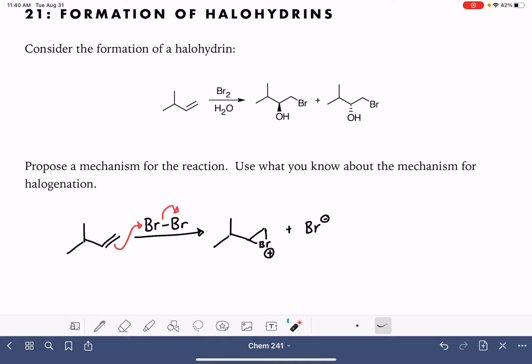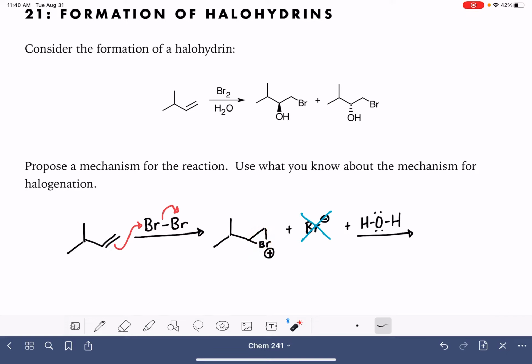Now, if this is just regular halogenation, that bromide ion will come in and attack one of the carbons of the bromonium intermediate and open up that little weird triangle, and we end up with a halogen. But when we have water present, like we do in this case, so I'm going to write out that water molecule, water is more likely to attack than the bromide ion. So at this point, this bromide ion is not going to do anything else for us in the reaction. The water molecule is more reactive, and that water molecule is going to be the thing that comes in and attacks this little bromonium intermediate.